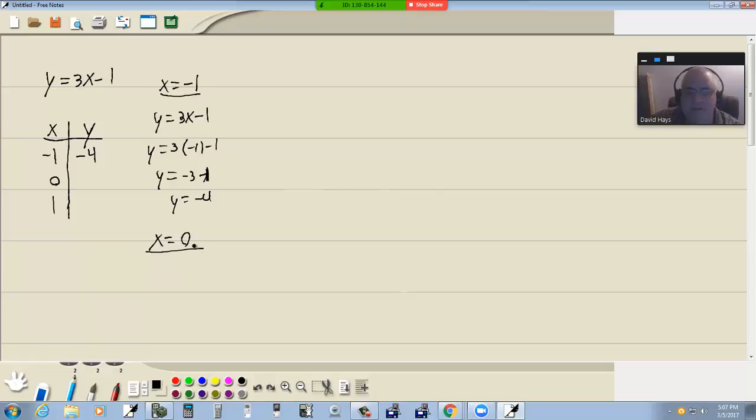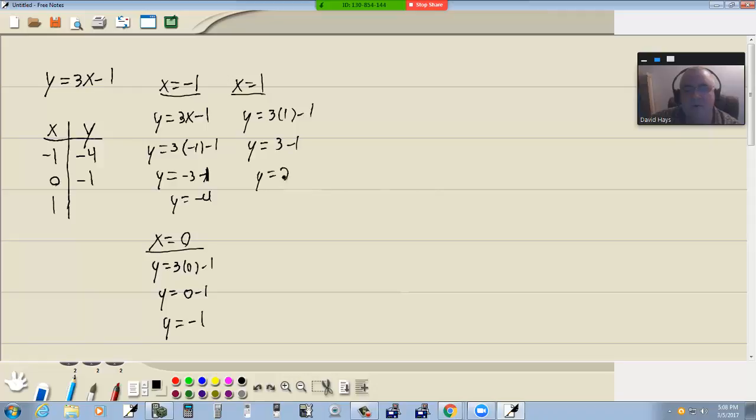Now plug in x equals 0. Again, I'll plug that in here. So I got y is equal to 3 times 0 minus 1. 3 times 0 is 0, minus 1, which gives us -1. And if I plug in x equals 1, I'm going to have y is equal to 3 times 1 minus 1, 3 minus 1, or 2.